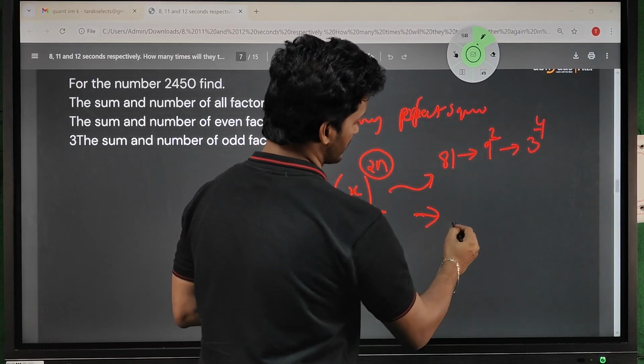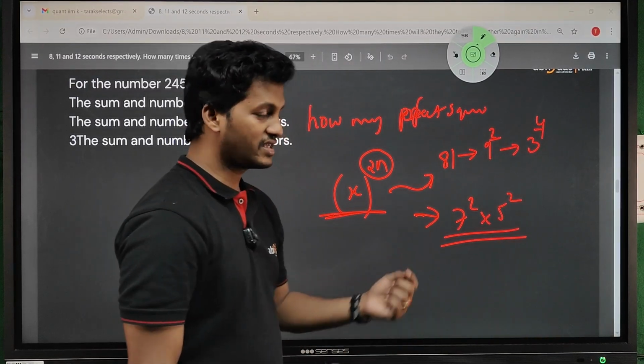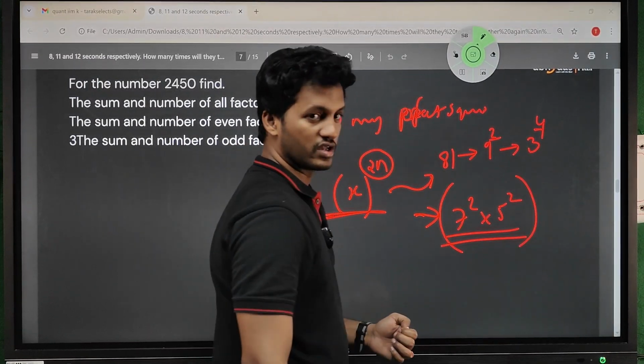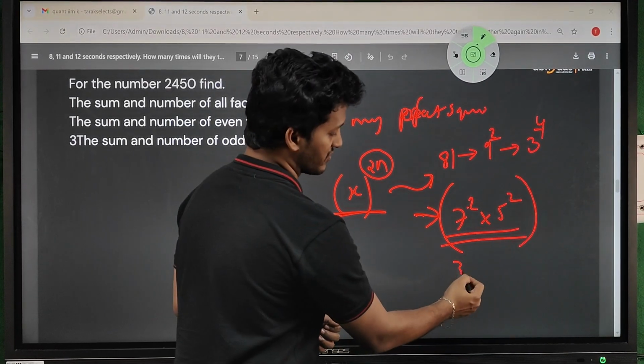You can check that also. For example, 7 square into 5 square. Is this a perfect square? Yes, it is. Even if you cannot calculate it, if you calculate that, it will be a perfect square only, because the exponents are multiples of 2. Okay, it is 35 square.